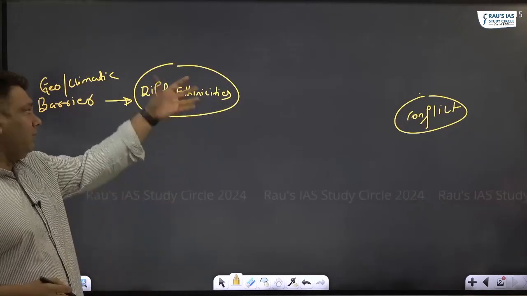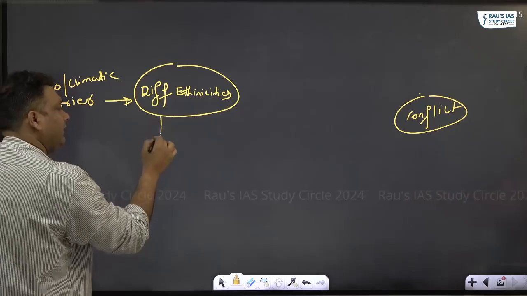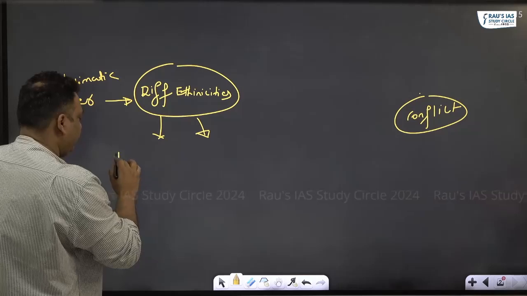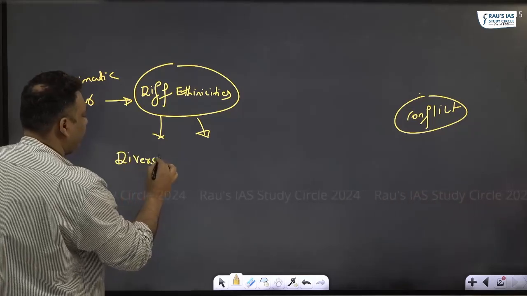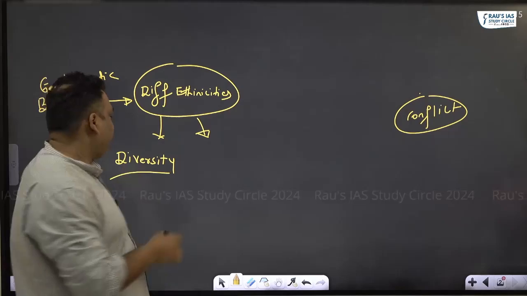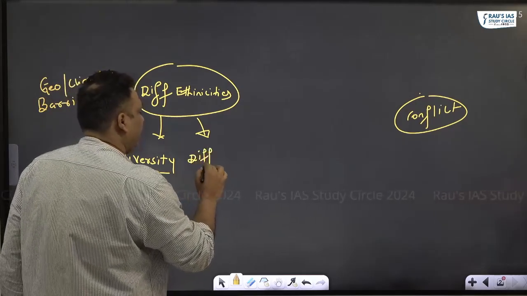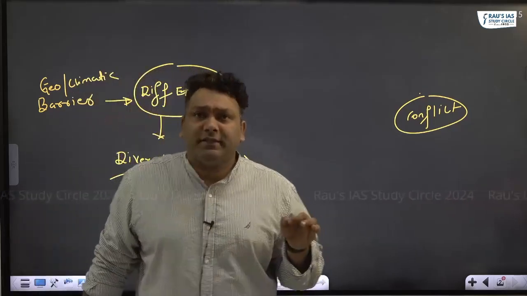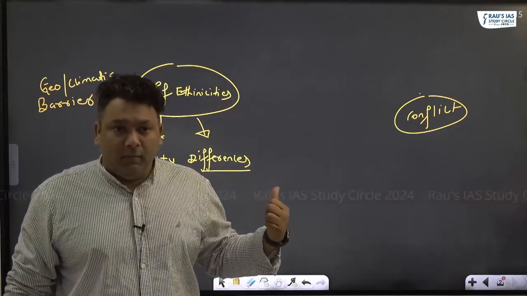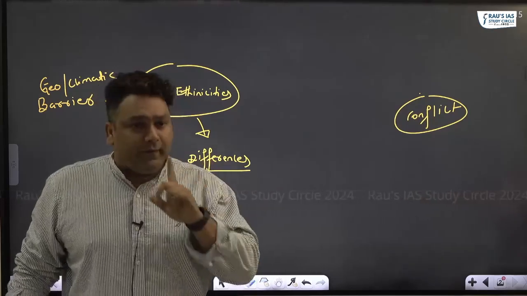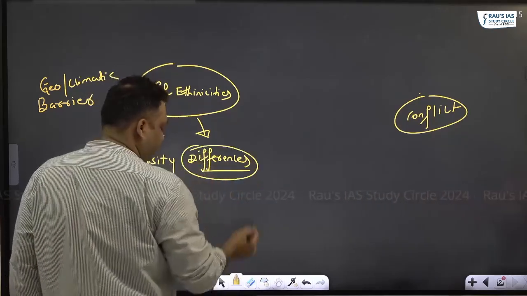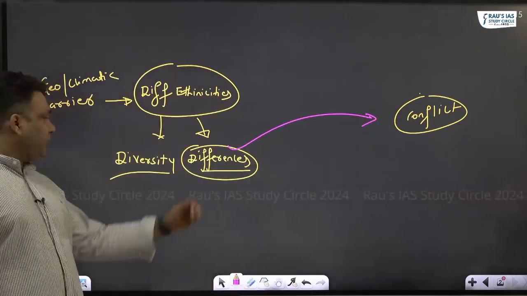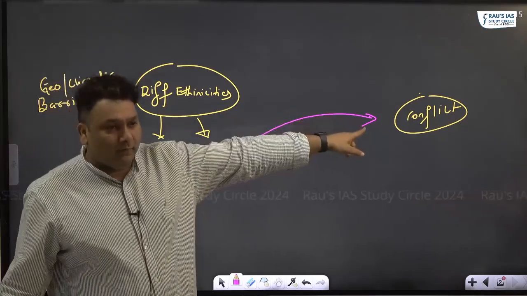Okay. Now, this different ethnicity can be analyzed from two lenses. One lens is diversity, and the other lens is differences. So for a very long time, India has cherished diversity. But if you start looking at the differences, these differences can lead to conflicts. If you cherish diversity, there won't be any conflict.